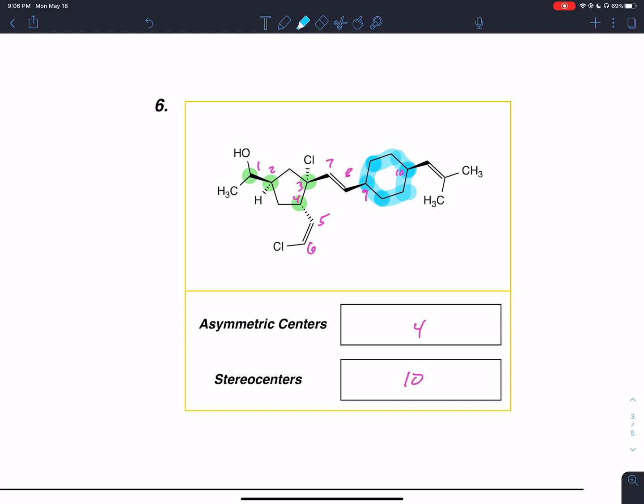While the ones I labeled as 9 and 10 are not asymmetric centers of the ring, they are cis-trans stereocenters, where we can see this cis-trans isomerism about this 1,4 substituted ring. This double bond on the far side of the molecule on the right has two of the same groups, methyl groups, on that carbon. Therefore, this double bond could not be classified as E or Z.